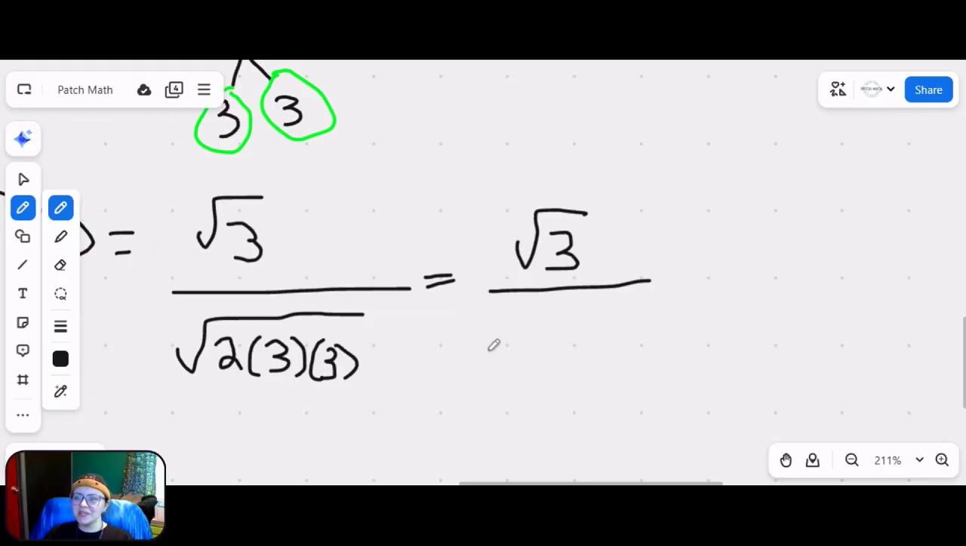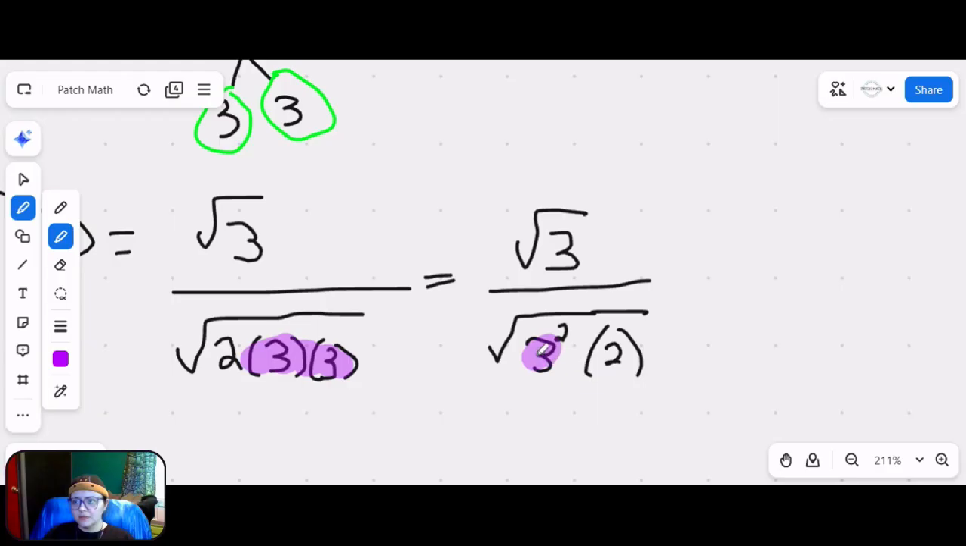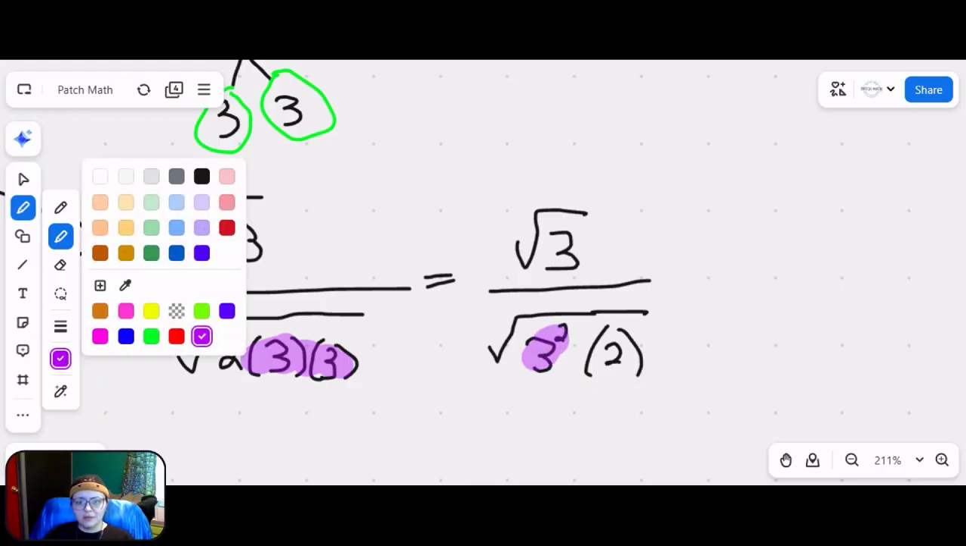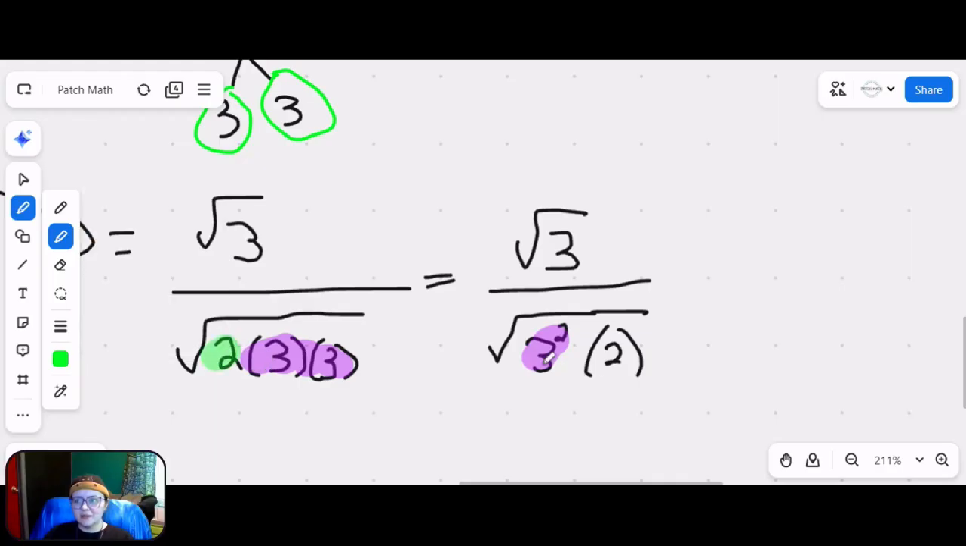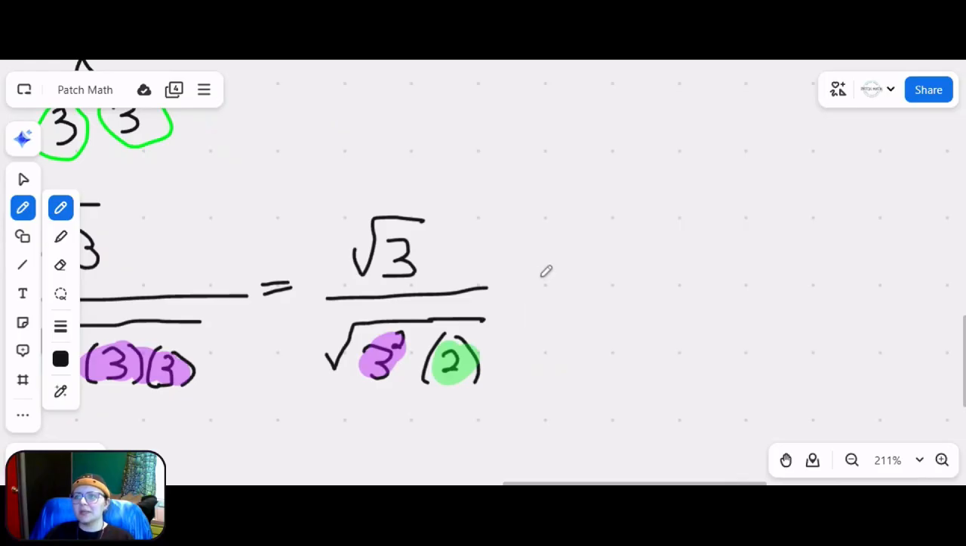That radical is just an exponent in the sky, so I'm going to reorganize this into 3 times 3, which is 3 squared, times 2. And this right here is that little bit of the commutative property. There's this 2 here. For my students, I love to color code. And we just keep on keeping on.